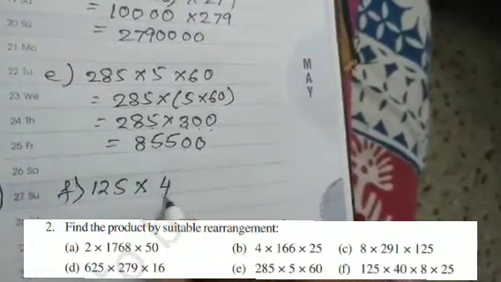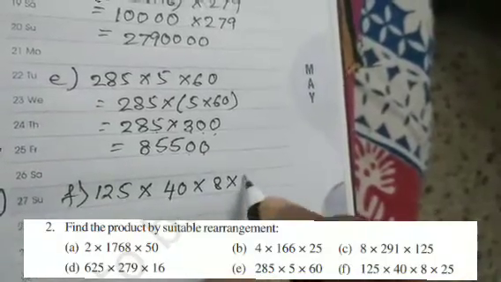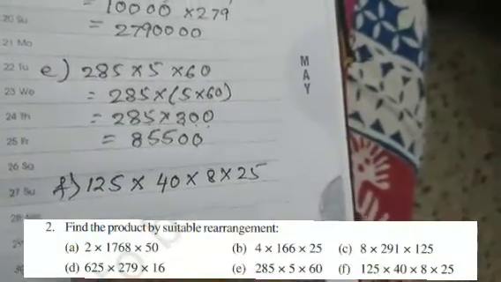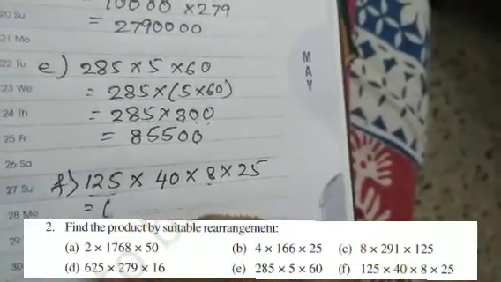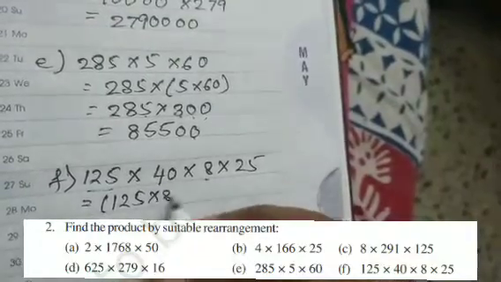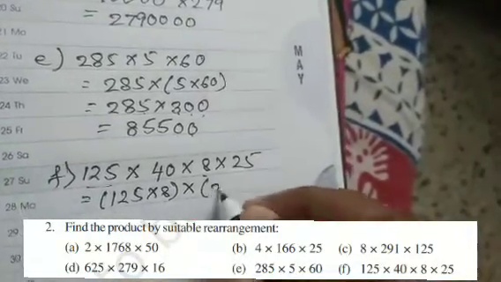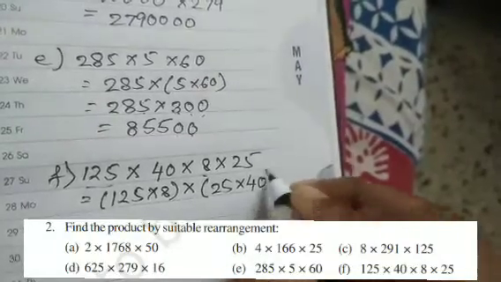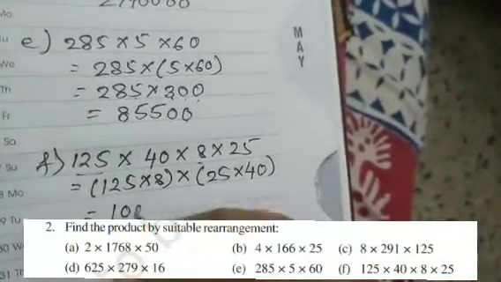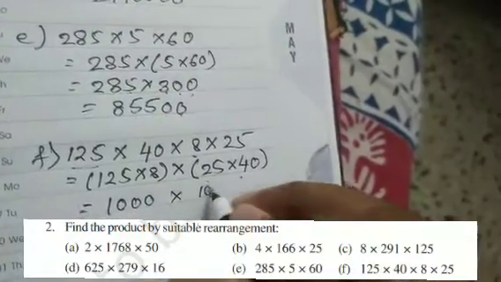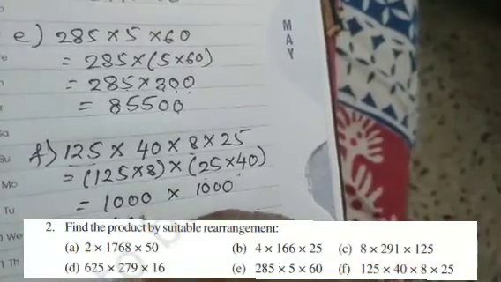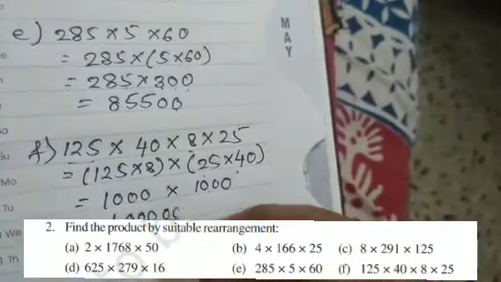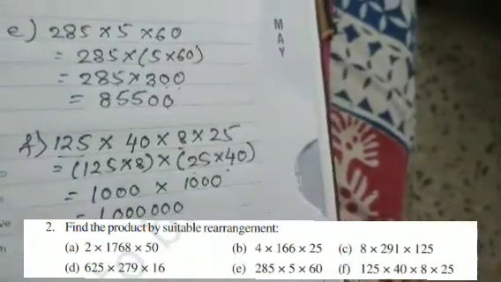And the last question of question number 2, F, is 125 into 40 into 8 into 25. So this is well given, and I have already solved this kind. 125 into 8 is 1000. I will do that first, and with that I will multiply 25 into 40, because I know 25 into 4 is 100. So this is 1000 into 100, and this 0 comes here. So it is 1 with 3 zeros and then 3 more zeros. That is the answer of question number 2.